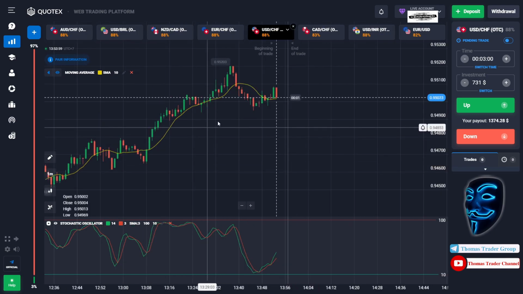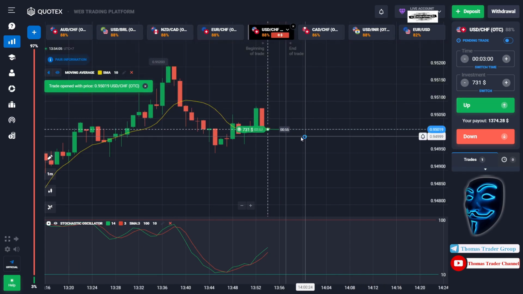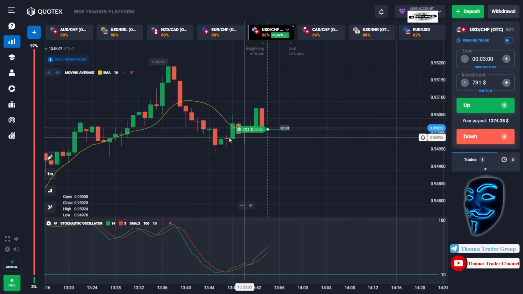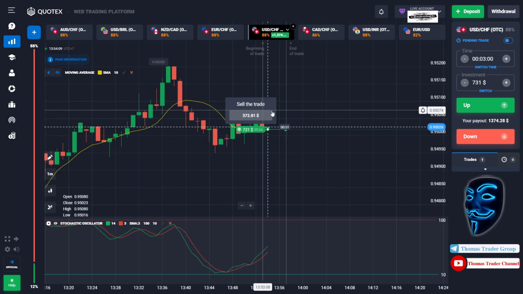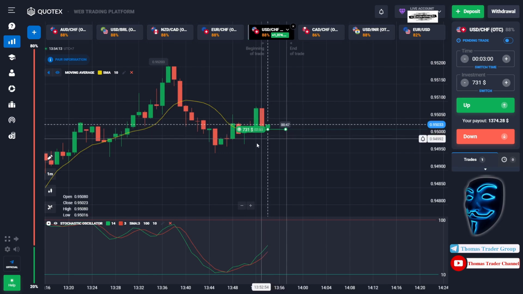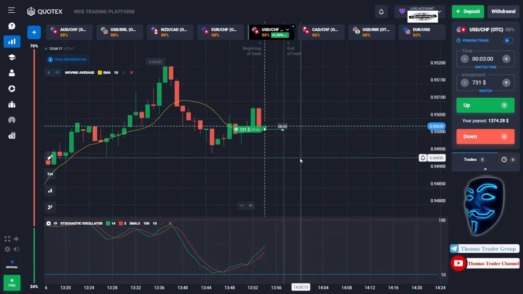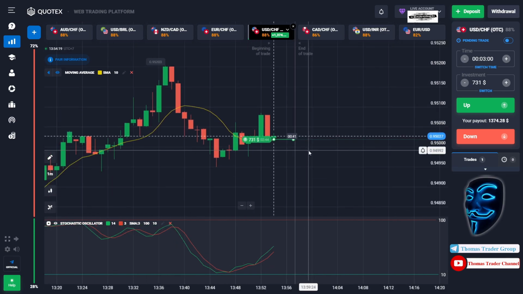And here, as you can see, the market is going bullish and it touched the moving average line. We can try to open buy for 3 minutes, because I'm sure it will make a rebound and continue its bullish trend. And the stochastic oscillator is also showing a bullish trend over here, as you can see. Let's prove it here and let's wait till the end of our trade.